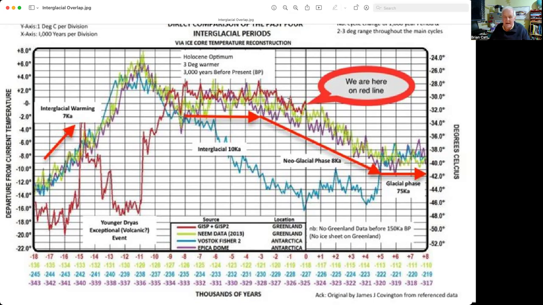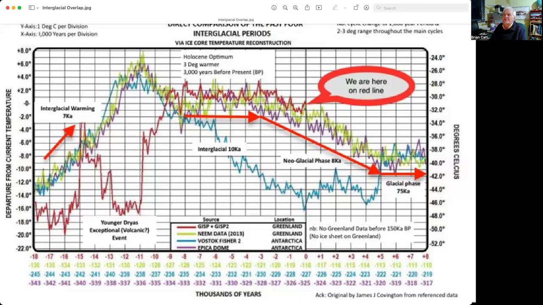The red one is us now. We are on the red line here. You can see I've actually annotated this, the red arrows and most of the commentary is mine. But here are the four time scales at the bottom. Each one of these scales is thousands of years before present, so they're color coded with the graph that's plotted above them. On the actual graph, we've got one division per degree and 1,000 years per division going along the x-axis. So this is all nice and straightforward and easy to see.